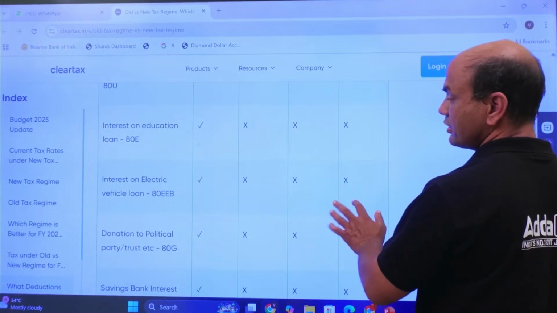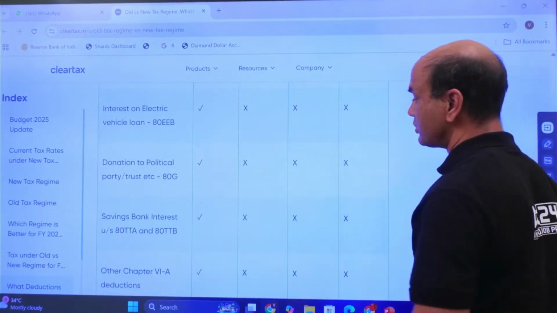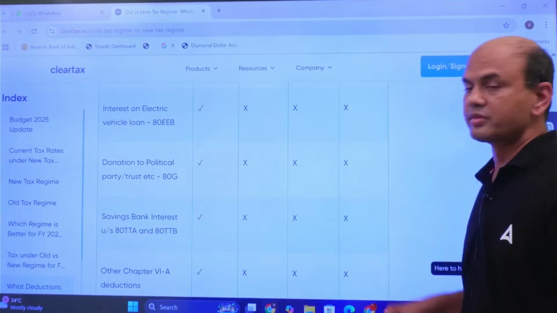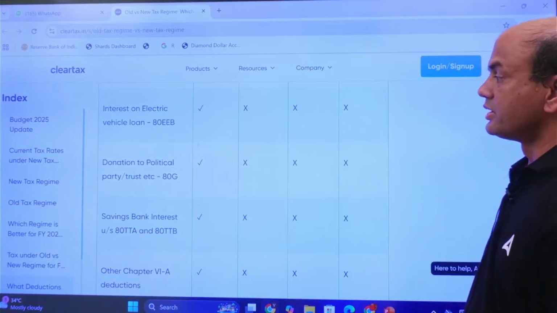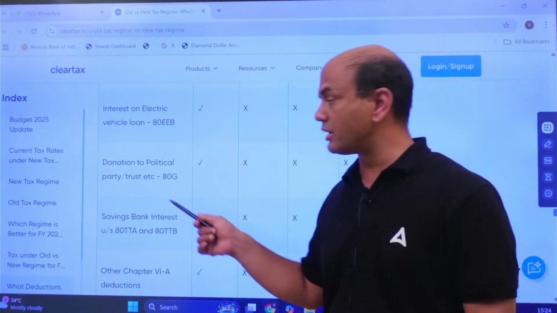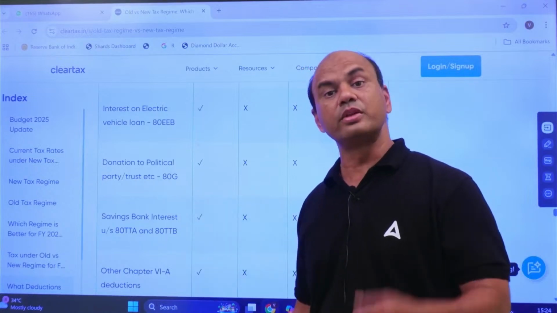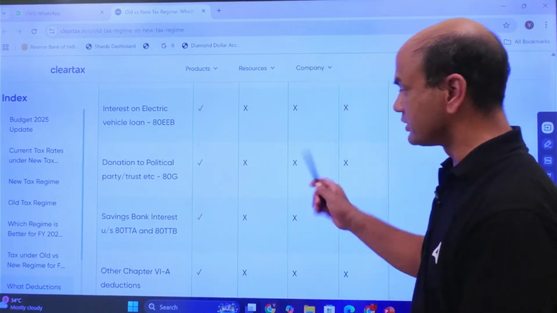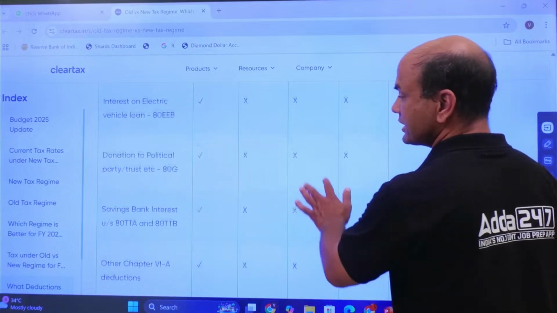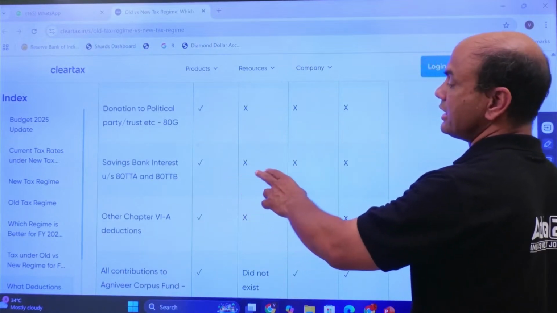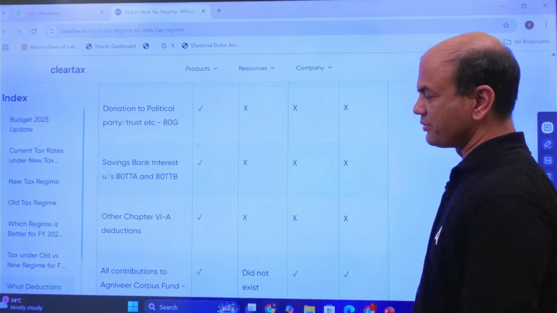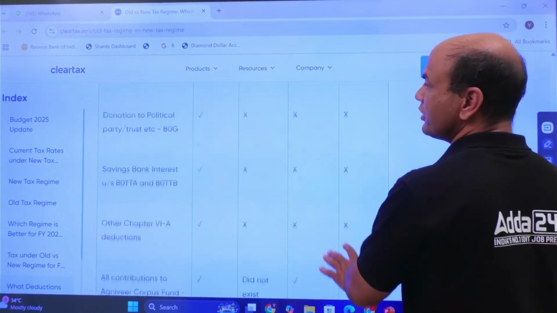Electric vehicle, not there. Donation to political parties, removed. 80GGC, this was fully exempt. Do you know earlier if you donated to a political party, the full amount was exempted? That is also removed. Savings bank interest under 80TTA and 80TTB, now this much is not there for you. So that is removed.